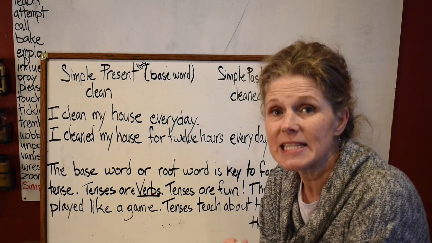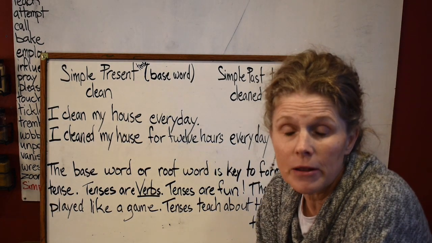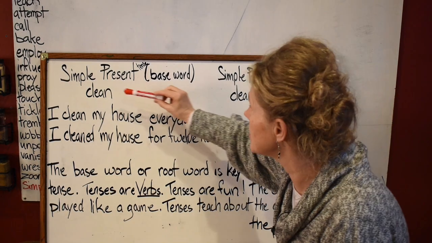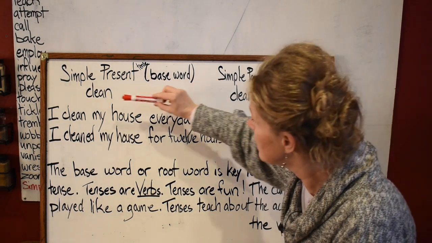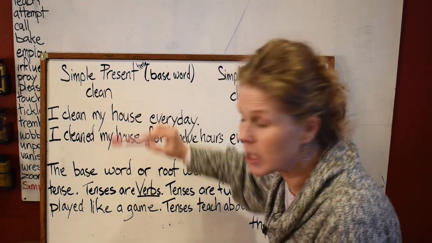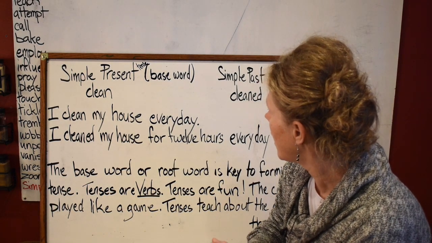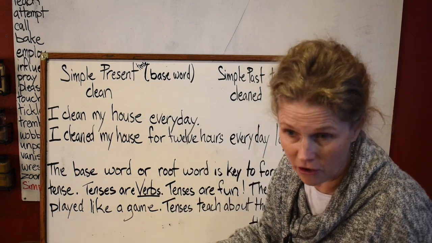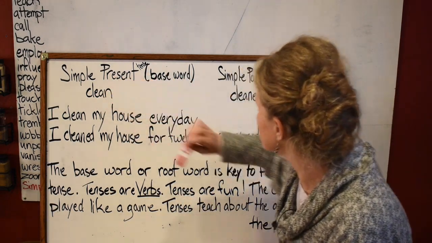Hi everyone, this is lesson 95, part 4, and we are still focusing on the past participle and our principal parts lesson. The simple present tense of the verb is your base word. And I'm going to focus on clean because I've been cleaning intensely for a while, cleaning every nook and cranny of our house and sterilizing all of our toys and things. So we're going to focus on clean.